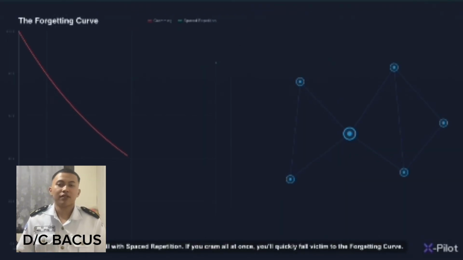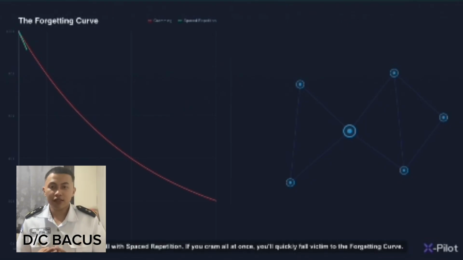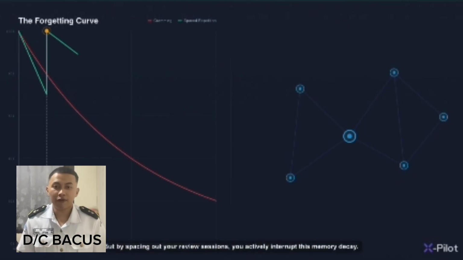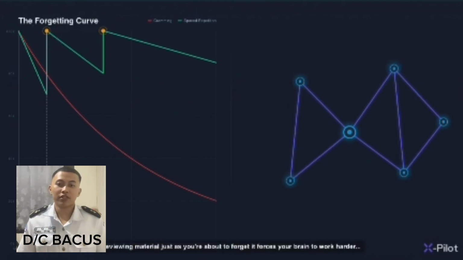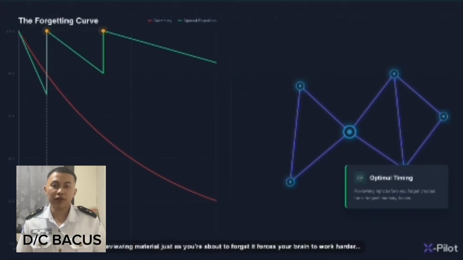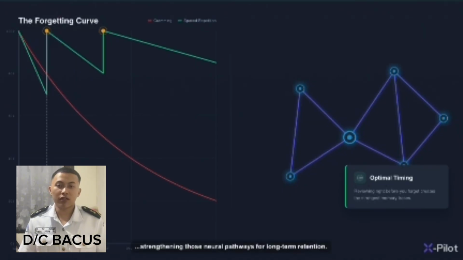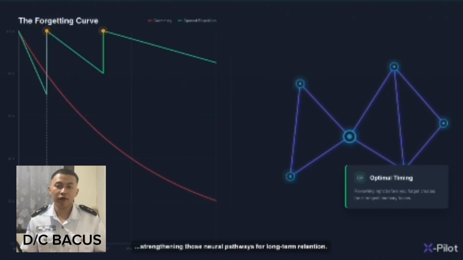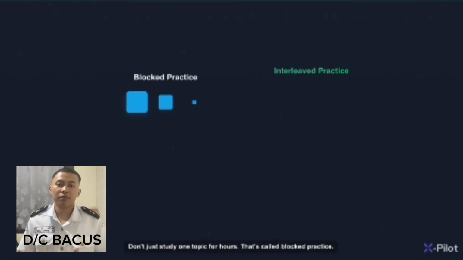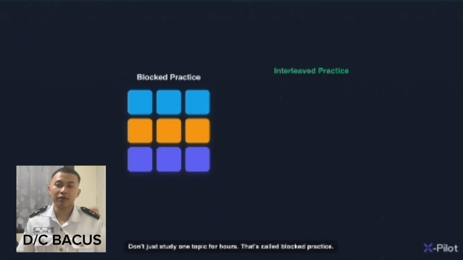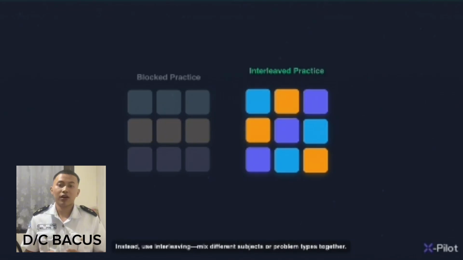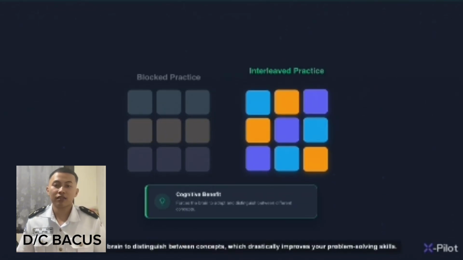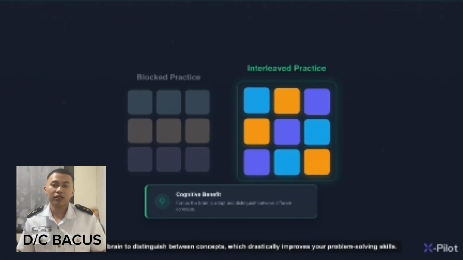If you cram all at once, you quickly fall victim to the forgetting curve. But by spacing out your review sessions, you actively interrupt it. Reviewing material just as you're about to forget forces your brain to strengthen those neural pathways for the long term. Don't just study one topic for hours, that's called block practice. Instead, use interleaving: mix different subjects or problem types together. It forces your brain to distinguish between concepts, which structurally improves your problem solving skills.